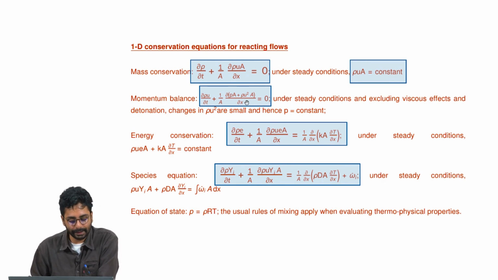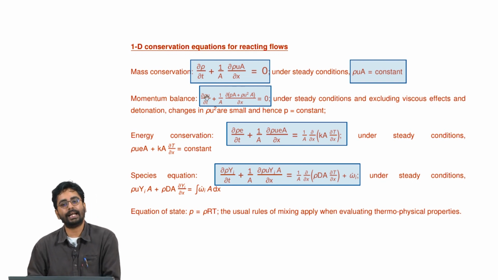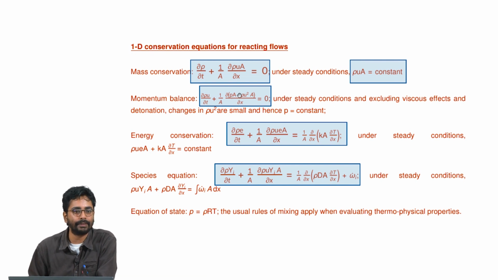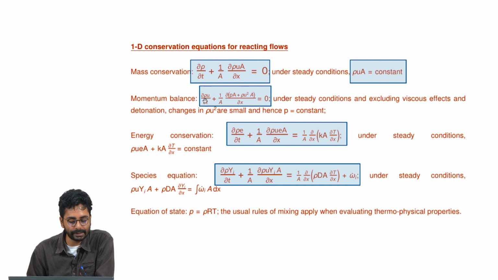This is the momentum balance in one dimension. The first term is again the rate of change of momentum inside the control volume. And the second term is the combination of net outflow of momentum flux and the forces acting on the control volume. Here for simplicity I have ignored the stresses and forces because of viscous effects. I have included only the pressure terms. What is important here is under steady conditions, that means the first term in the equation is 0, and excluding viscous effects and detonation, which involves shock waves, supersonic flows and large changes in pressure, this equation will essentially reduce to a condition where pressure is constant.